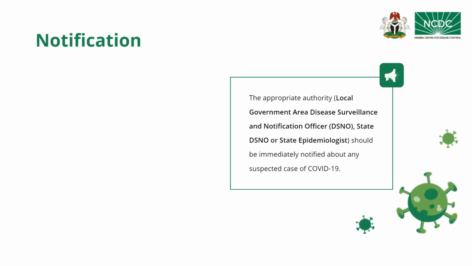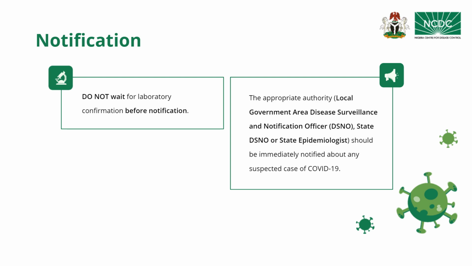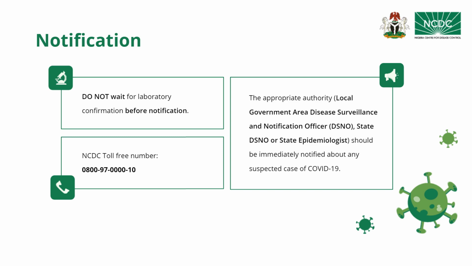The appropriate authority: Local Government Area Disease Surveillance and Notification Officer, State Disease Surveillance and Notification Officer, or State Epidemiologist should be immediately notified about any suspected case of COVID-19. Do not wait for laboratory confirmation before notification. You can also call the NCDC toll-free number, which is 0800 97 000010. Here is a recap of what has been taught so far.